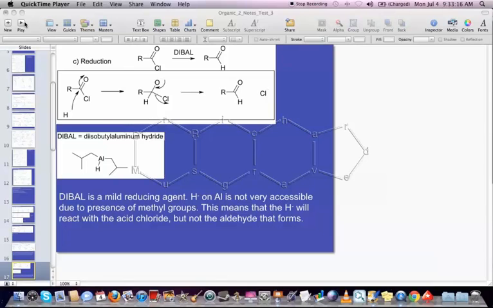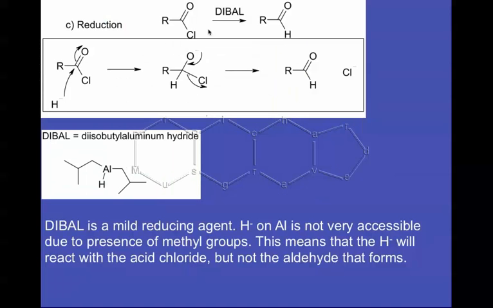I'd like now to talk about DIBAL reduction, and what we're doing here is we're taking an acid chloride, reacting it with DIBAL, which is considered to be a mild reducing agent, and we are able to get aldehydes in decent yield. The reaction is a classic negative type mechanism with the DIBAL representing an H negative type molecule, which will allow for the production of the aldehyde. I'll show you the mechanism for it in a second on an example, but let's talk a little bit about DIBAL and what it does.